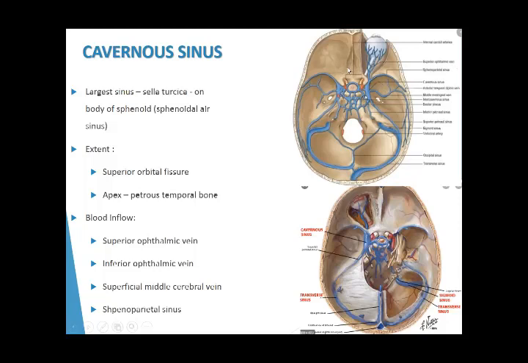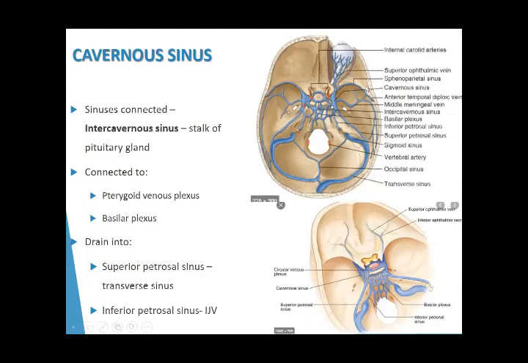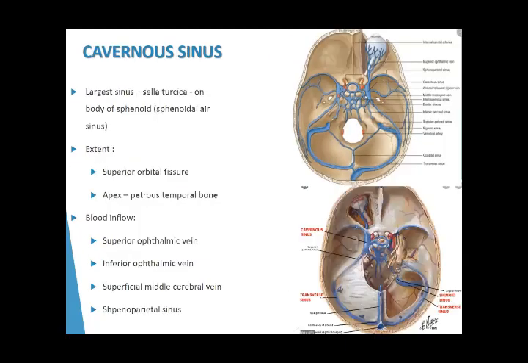From the orbit, superior ophthalmic vein, inferior ophthalmic vein. ये देखें, they are coming and draining into the cavernous sinus. अच्छा. And then it also comes from the brain, superficial middle cerebral vein plus sphenoparietal sinus. बेटा ये जो है ये देख लीजिए, lesser wing of sphenoid के ऊपर ये, इनफैक्ट ऊपर नहीं है, it is in at the margin of the lesser wing of sphenoid.